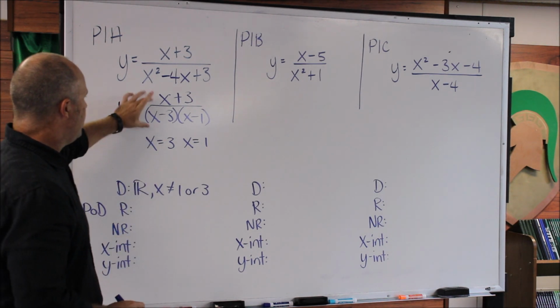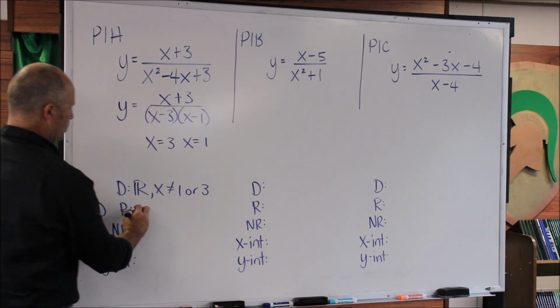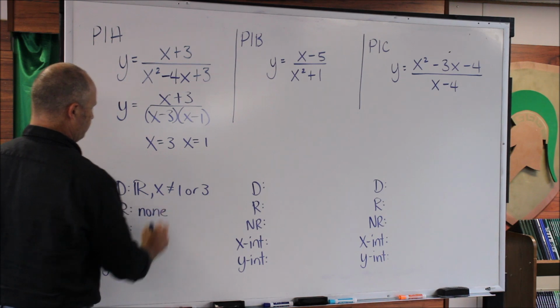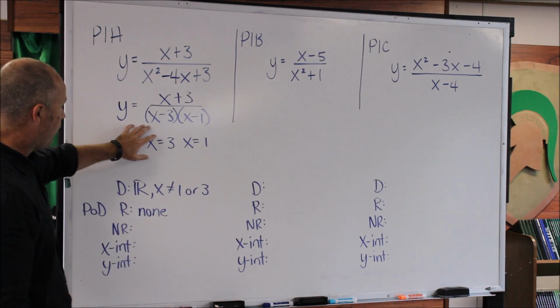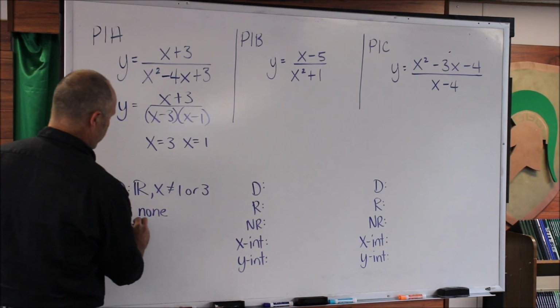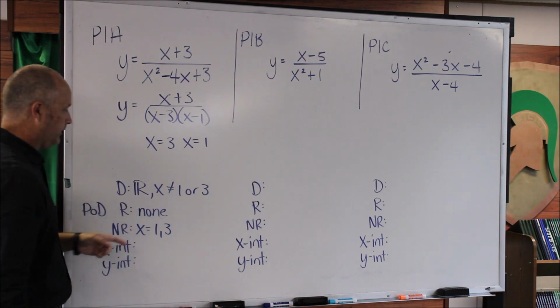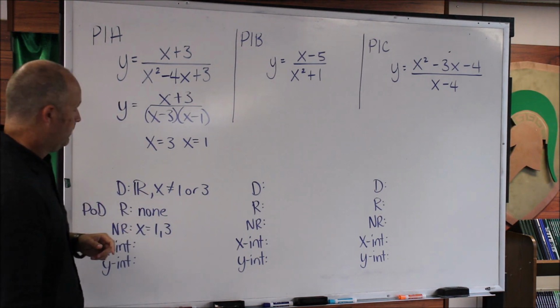So that means that neither of these are removable discontinuities. So we would just go ahead and put none there. Now, as far as non-removable discontinuities, we have two of them. We have one at x equals 1 and one at x equals 3. So it's the same thing as our domain.